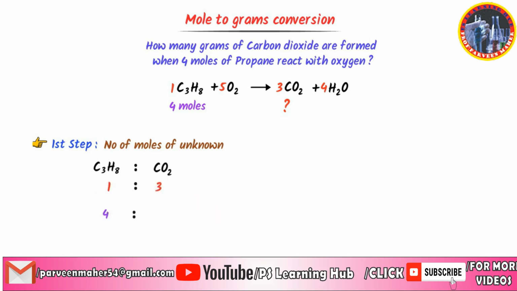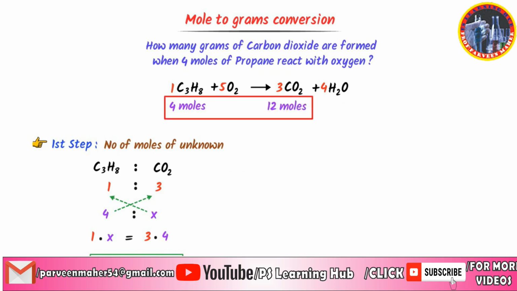4 moles of propane is given and the moles of carbon dioxide is unknown. I have to cross multiply them. 1 into x is equal to 4 into 3. After calculation, I get x is equal to 12 moles of carbon dioxide. Hence 4 moles of propane will react with oxygen to form 12 moles of carbon dioxide.